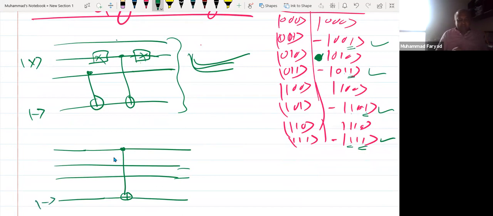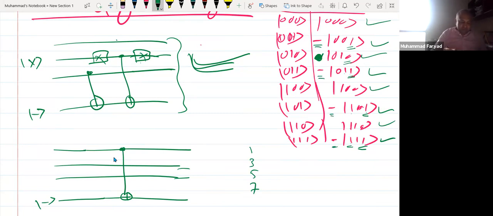So when will this give me a negative phase? This will give me negative phase whenever this is one. And this is one for numbers 1, 3, 5, and 7, right? Because all these numbers have this last bit as one. There's no other number. For the others this is zero, and I need positive. So you see, this circuit will add a negative phase for all these terms: one, this, this, and this.